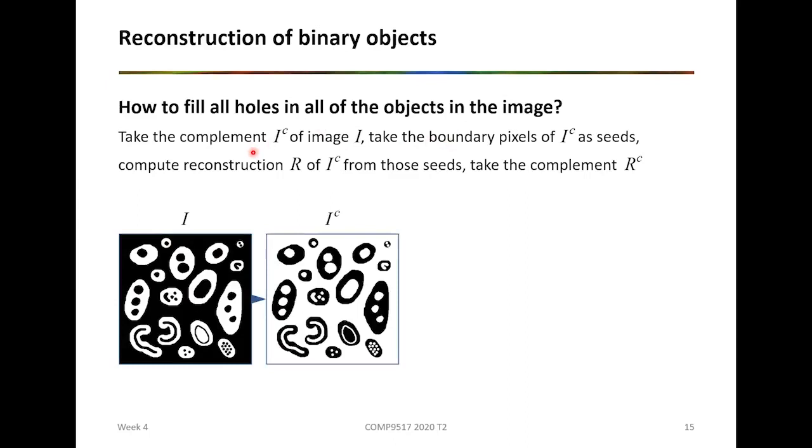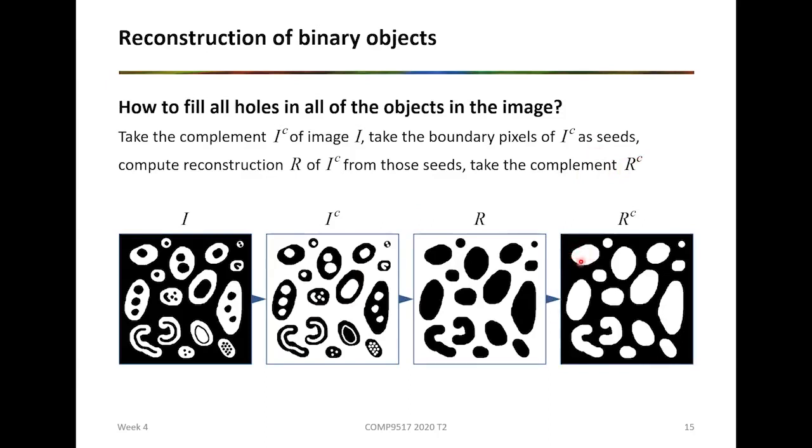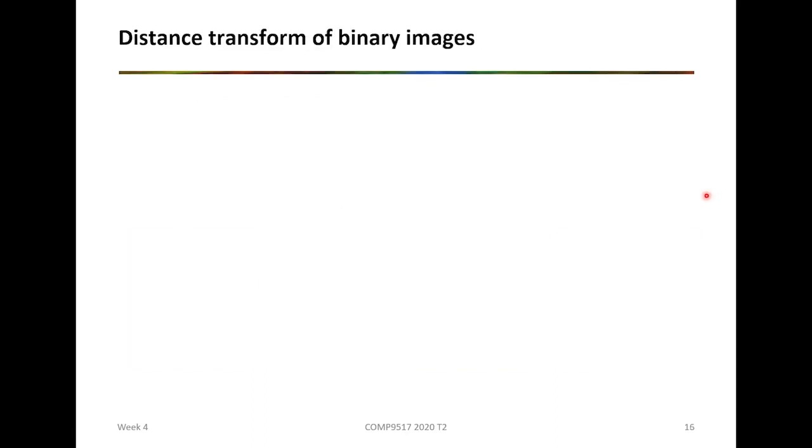We can take the complement, so that's all the pixels that are originally background now become object, and vice versa. We take the complement and then we take the boundary pixels, which are all the pixels in this case at the boundary, as seed points, do the reconstruction, and that will reconstruct this huge white space over here. But you will not be able to penetrate into the objects. So the results of this reconstruction operation will be this. And now you simply take the complement of that reconstruction, and you end up with an image that has all the objects with the holes closed. Another thing you can do is compute the distance transform.